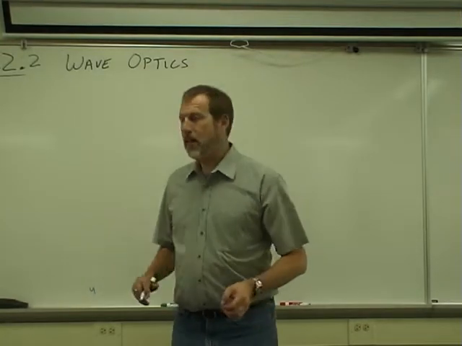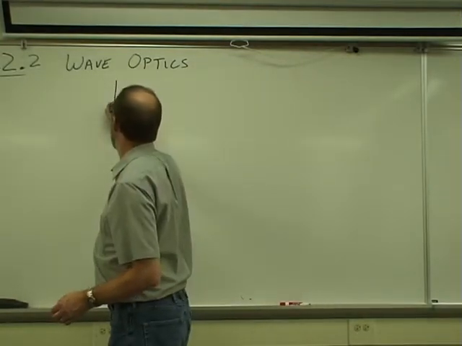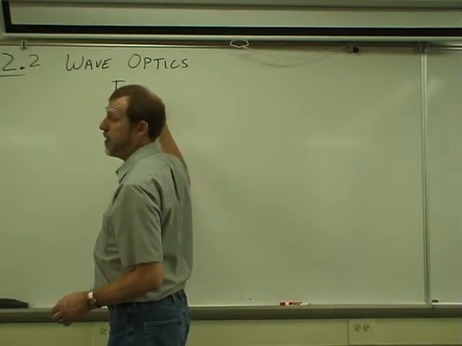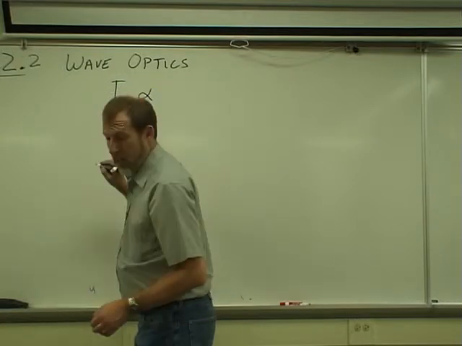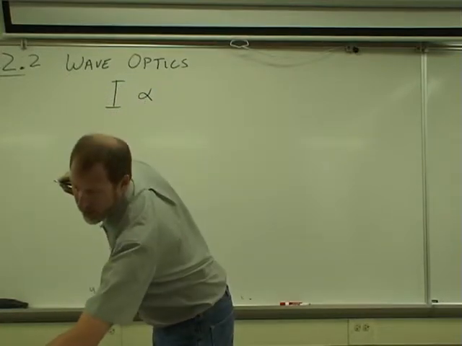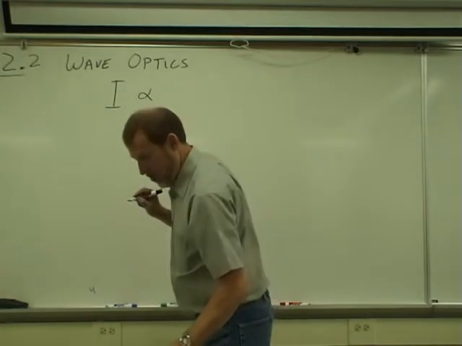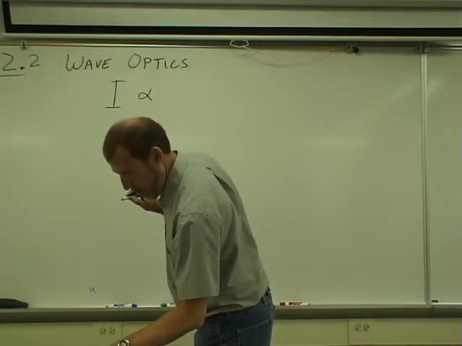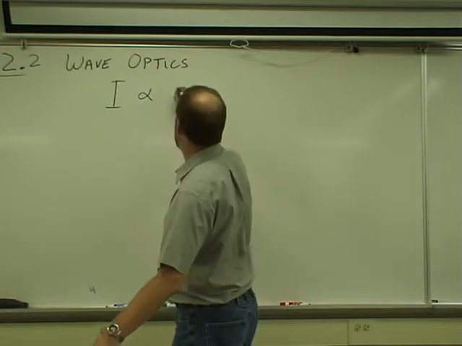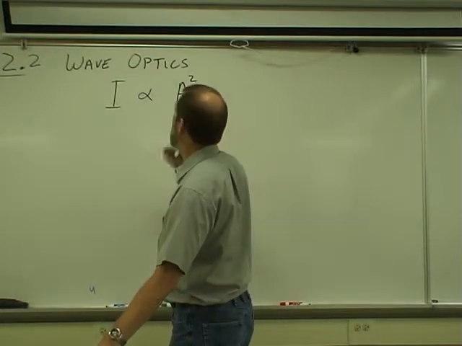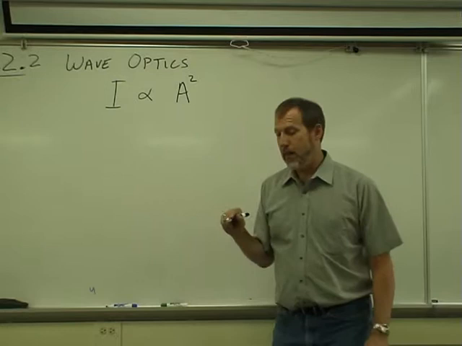In chapter 20, we learned that the intensity of a wave is proportional to the amplitude squared. It's proportional to the amplitude of the wave squared.